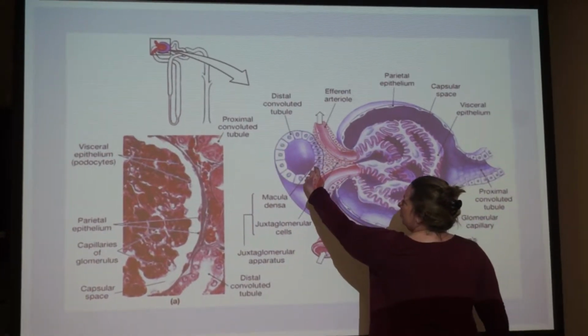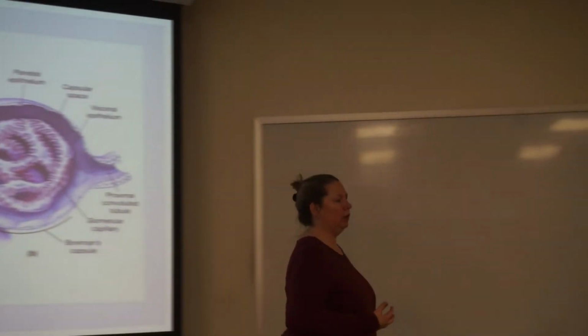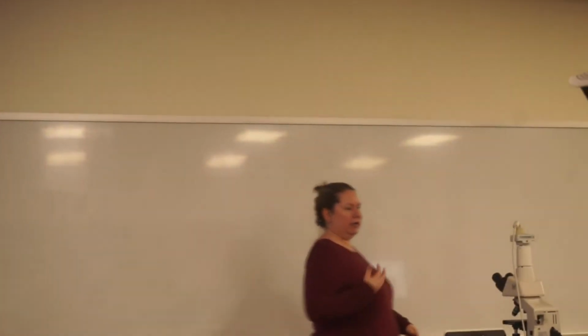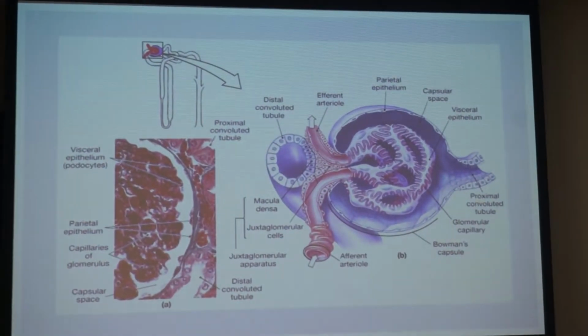Okay? So this early distal tubule is what contacts it. That's the biggest thing I want you to remember about the early distal tubule: that it has those macula densa cells, which are involved in the regulation of GFR.